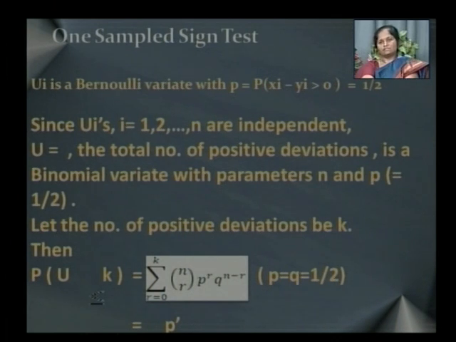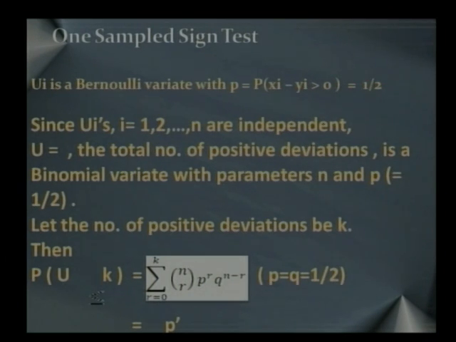R starts from 0 to K, and the binomial distribution is nCr p^r q^(n-r), where p is the probability of positive deviation and q is the probability of negative deviation, which is equal to 1/2. So here we have to calculate this, and let us call it P dash.